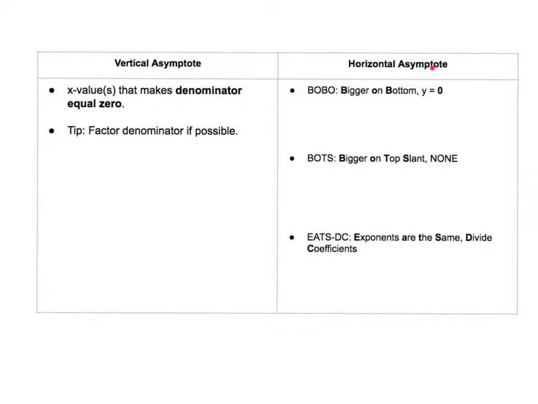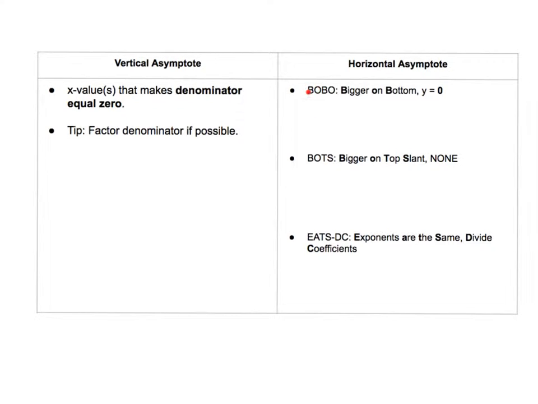Okay, for the horizontal asymptote, we have 3 situations that can happen, and you might notice that I have some really weird words here. And I'll talk about what these words mean. These words, BOBO, BOTS, EATS DC, are actually an acronym that we use to help us solve the horizontal asymptote. So let's start with BOBO.